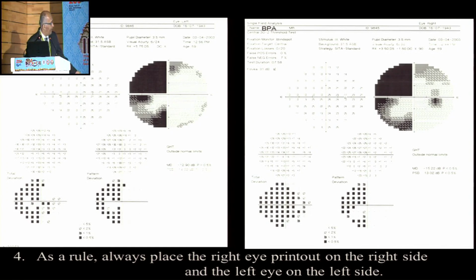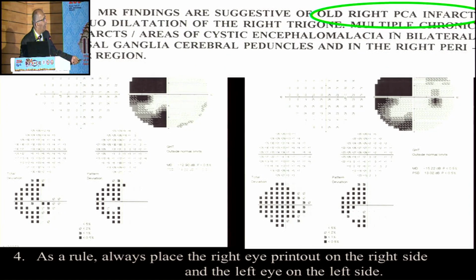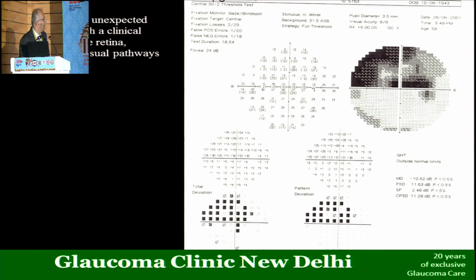Now what you will find here is a clear vertical demarcation, implying that you're looking at a neurological lesion, and you have an old right PCA infarct confirmed on an MRI. So remember, these steps need to be kept in mind. Any change on the visual fields needs to be correlated clinically.